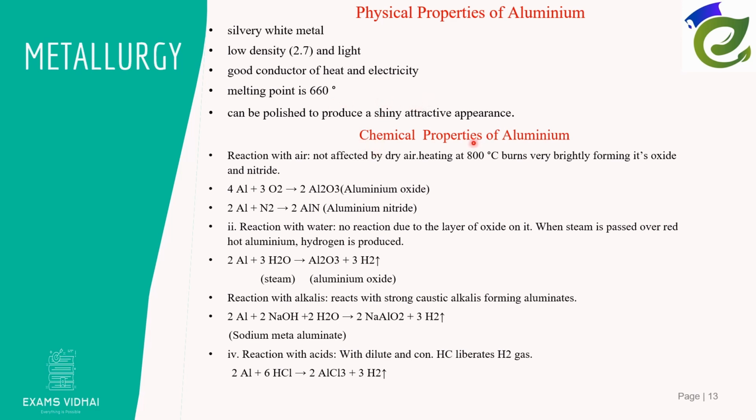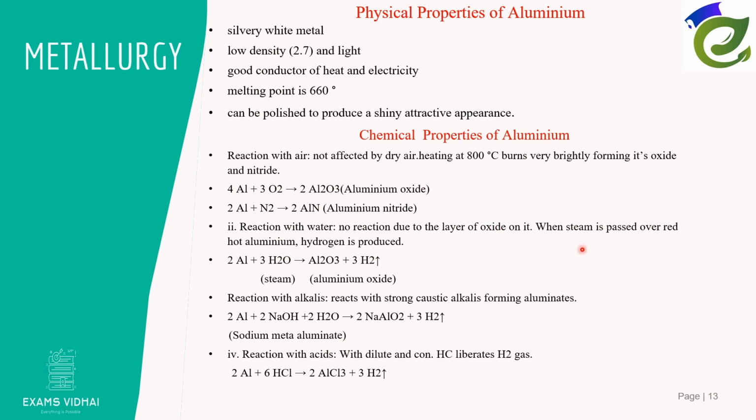Chemical properties of aluminium. Reaction with air: it is generally not affected by dry air. When we heat aluminium to 800 degrees Celsius, it burns very brightly and forms the oxide and nitride, that is, aluminium oxide and aluminium nitride. Reaction with water: no reaction, due to the layer of oxide on it.